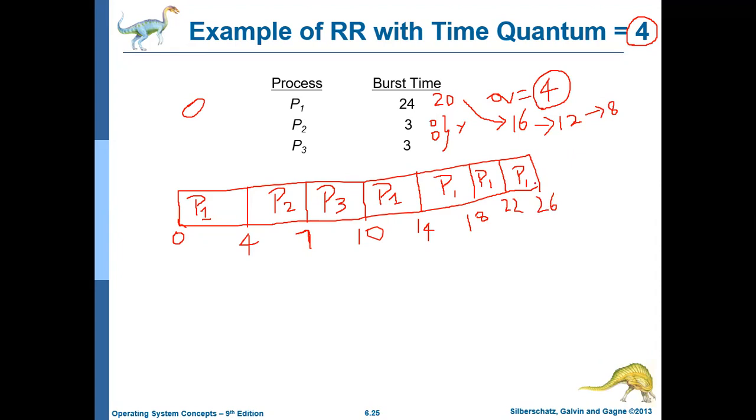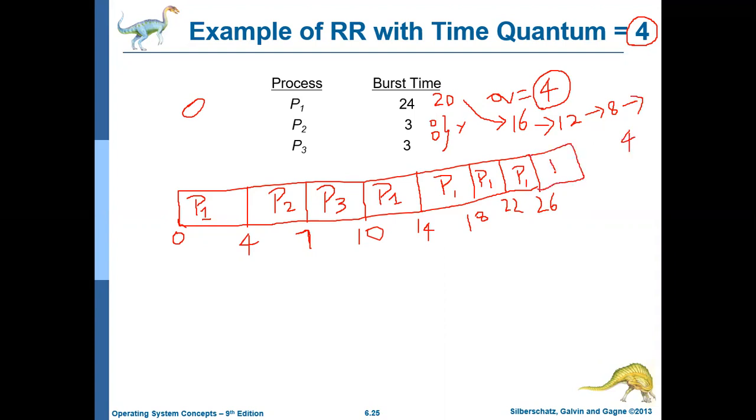Okay, so after 14 millisecond, the leftover is 16 millisecond. After 18 millisecond, the leftover is 12 millisecond. After 22 millisecond, the leftover is 8 millisecond. After 26 millisecond, the leftover is 4 millisecond. Okay, so next one more slot it will take.